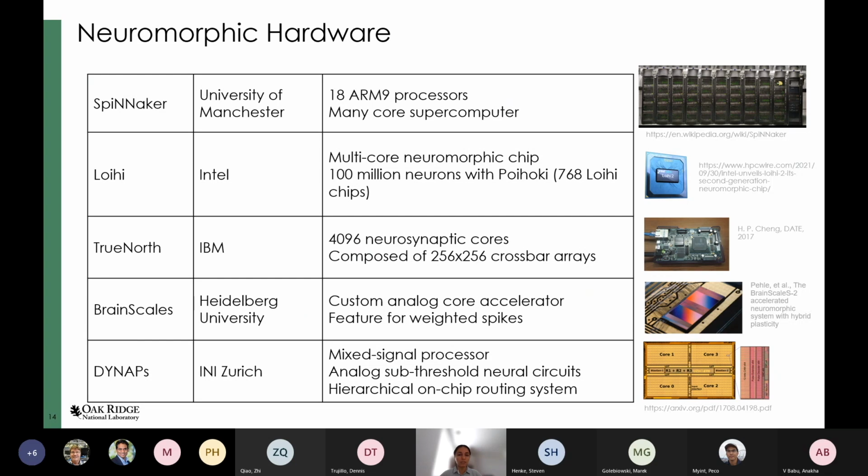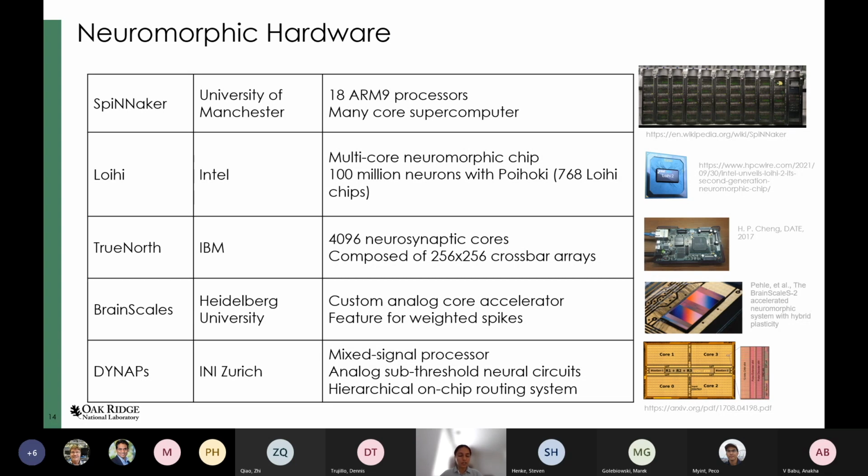But because it's not an ASIC and is based on these ARM processors, compared to what you would get in, say, an ASIC based implementation, the power consumption is high. But then there have been a lot of application demonstrations with this SpiNNaker neuromorphic hardware, which was developed at the University of Manchester.